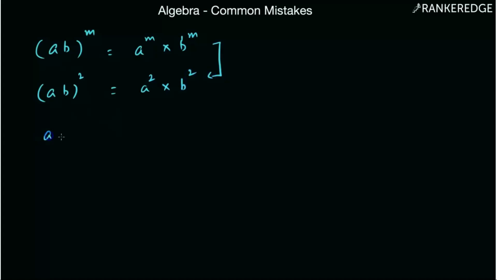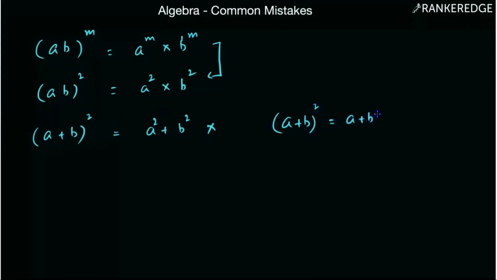But what about (a plus b) whole square? A lot of students write this as a square plus b square, which is wrong. (a plus b) whole square is equal to (a plus b) into (a plus b).